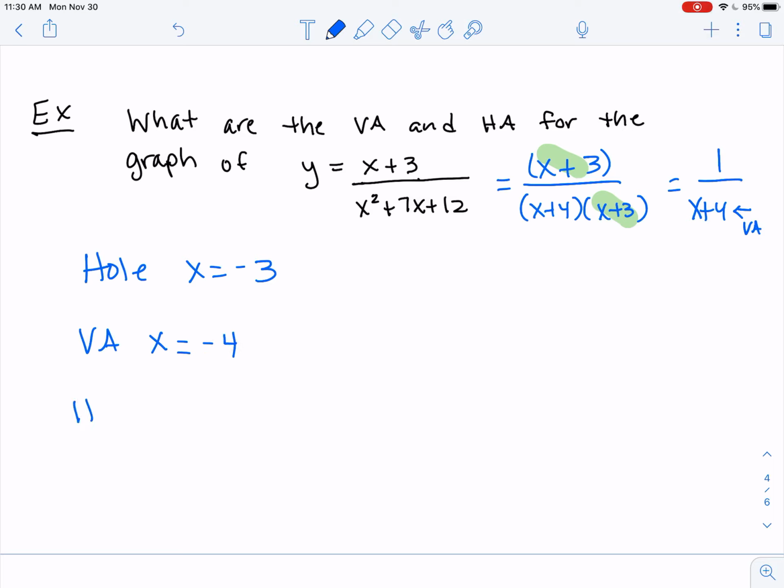Now, for a horizontal asymptote, this is where you want to look at the degree of the top, and I'm going to start from the original. The degree of the top, well, it's 1. The degree of the bottom is 2. When the degree of the numerator is less than the degree of the denominator, that means you have an automatic horizontal asymptote at y equals 0. Okay.